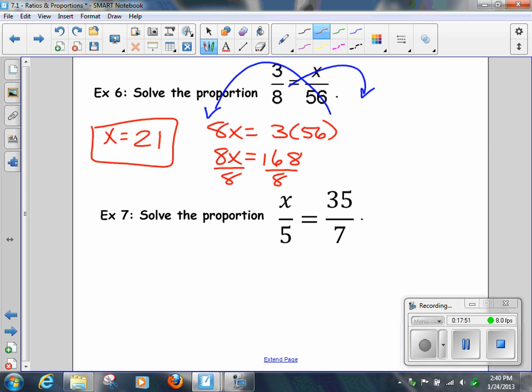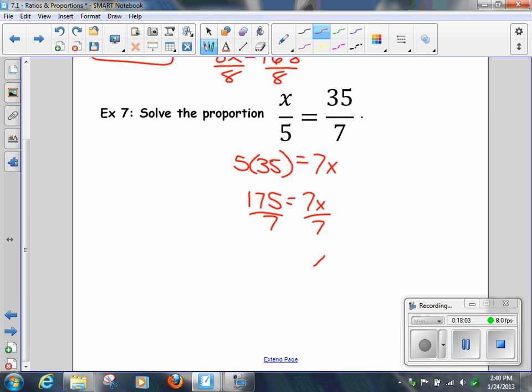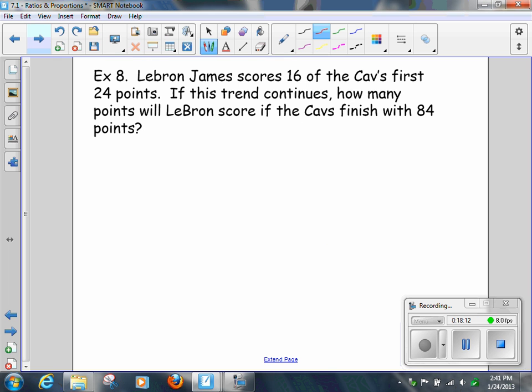Next one. 5 times 35 is equal to 7 times x, right? So, divide by 7, what do you get? Is that what I'm looking for? How many of you had that one? Rock on, high five. How about this one?